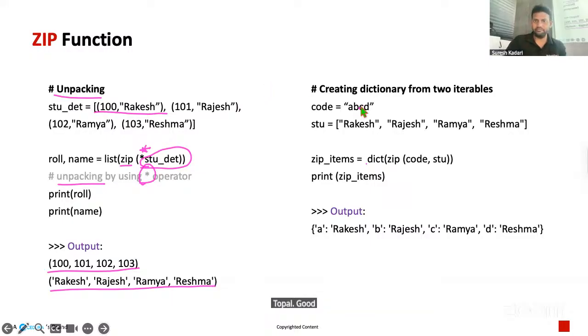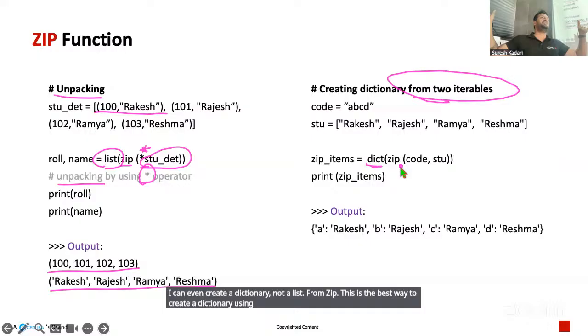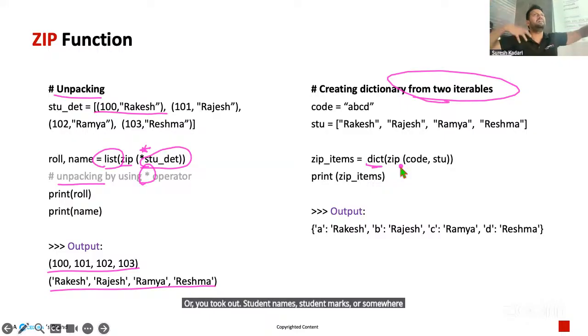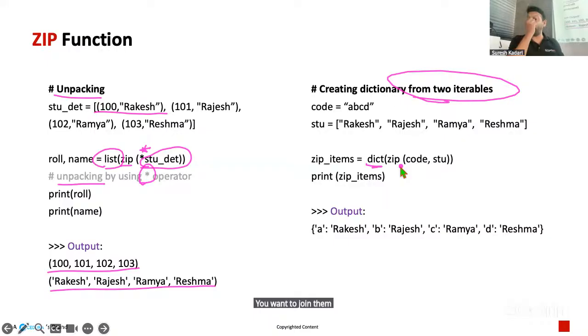Good. Creating a dictionary from 2 iterables. I can even create a dictionary, not a list, from zip. This is the best way to create a dictionary using 2 different lists. Suppose you have 2 different sequences. How can you create a dictionary out of them? Or you took out student names and student marks from some database and you want to join them. Then the best way is zipping them and creating a dictionary.